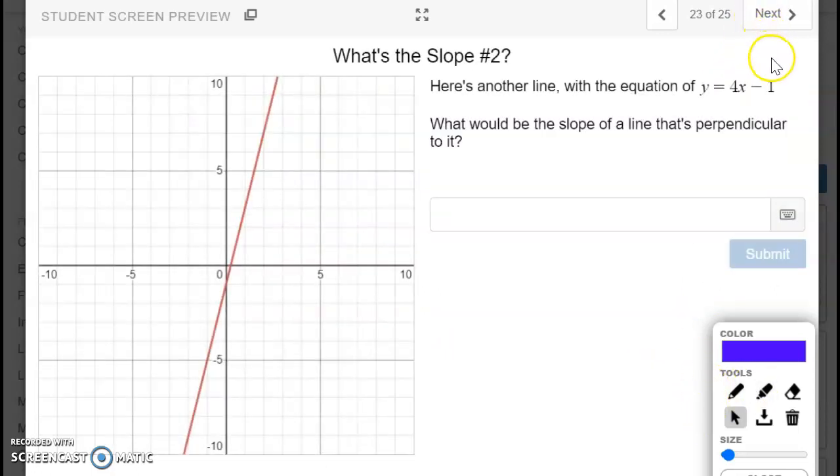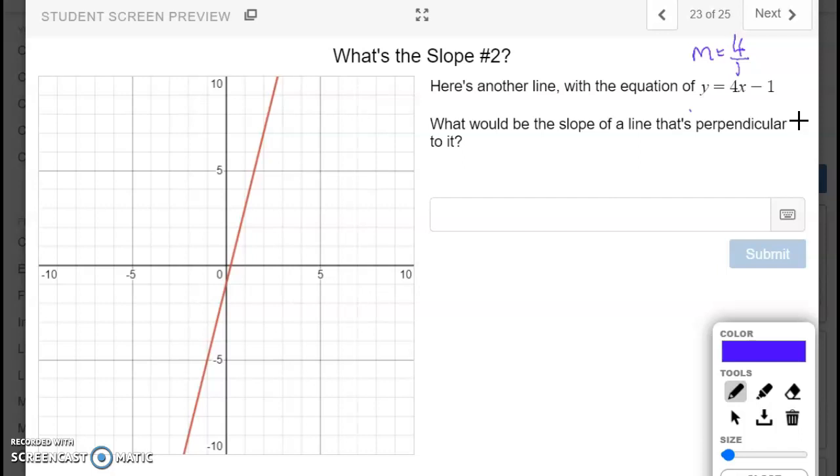Here is another line with the equation y is equal to 4x minus 1. What would be the slope of a line that is perpendicular to it? Okay, so then what is the slope? In this case, what is the number in front of x? That's 4. Now if I was to convert this into a fraction, what can I do? I can always put a number over 1 without changing its value. 4 is the same as 4 over 1, right?